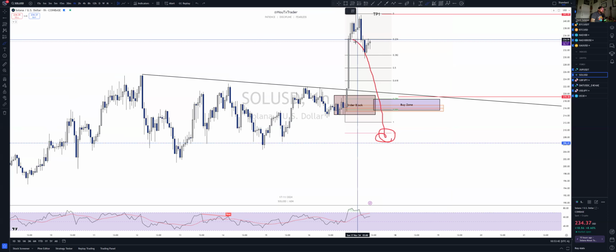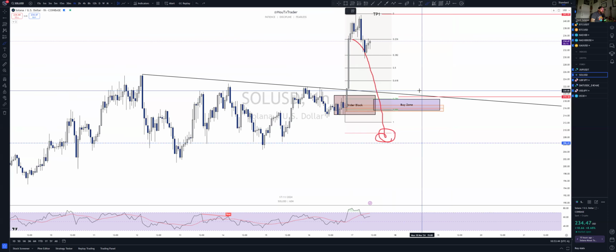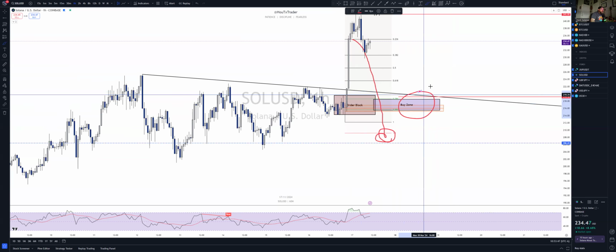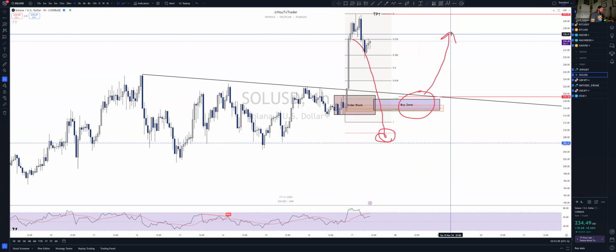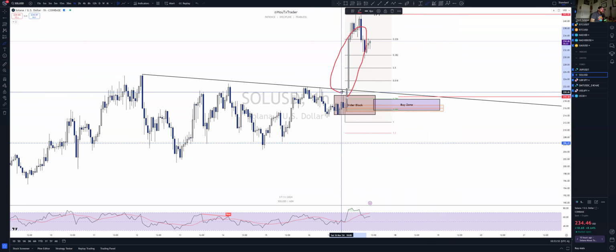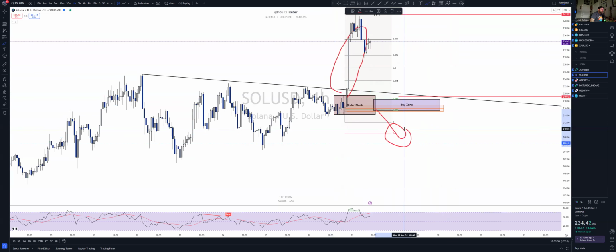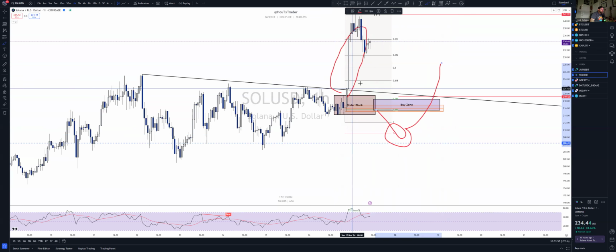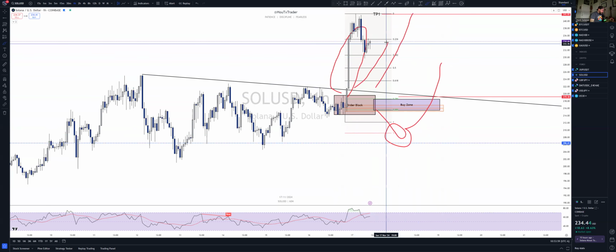Or is this move so strong that it's probably going to come down into this area and then pop off? All right, so that's the decision we need to make. If this move right here was not so strong, then yeah, I can see it coming back down to here first. But look at how much power, how much strength that move had. Therefore, I don't think it's going to come all the way back down.